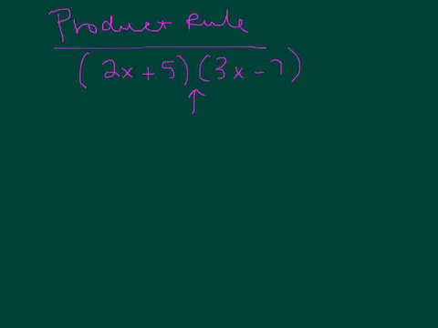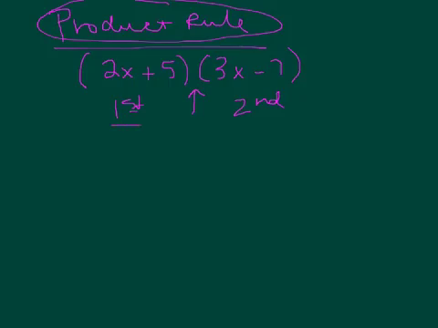To find the derivative, you cannot just take the derivative of the first one and the derivative of the second one and multiply. You can't do that. You have to use the product rule. That's why it exists.